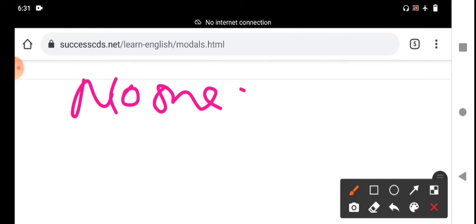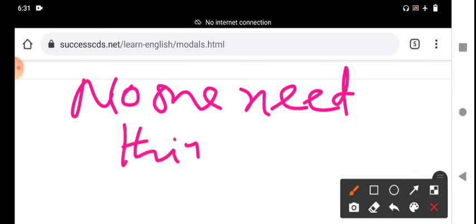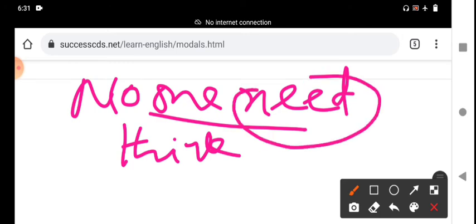No one need think that we are doing this every week. No one follows the need. That means it has a negative meaning. No one needs. It is also a negative meaning, even though it is a positive sentence.